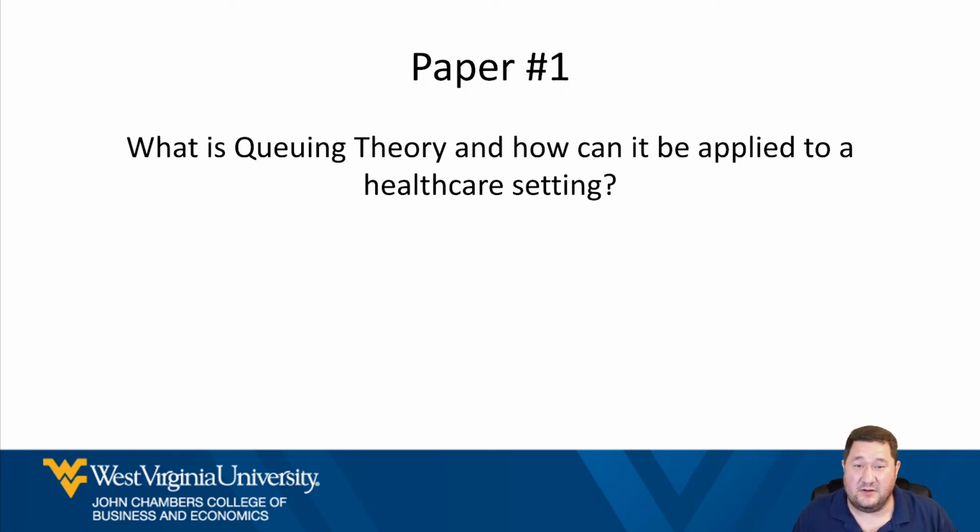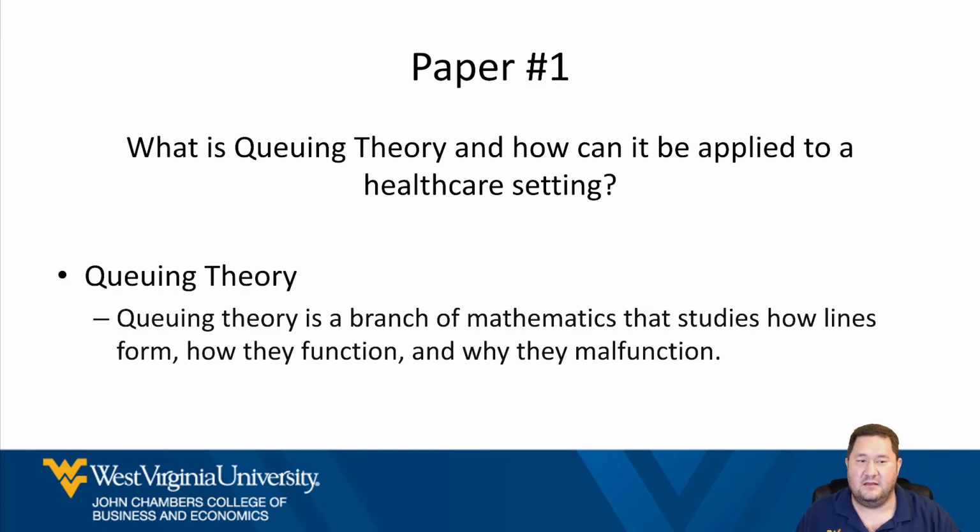All right, so the first paper. The first paper is relatively easy, in my opinion. So I want you guys to research what is queuing theory and how can it be applied to a healthcare setting. So queuing theory is a branch of mathematics. It was actually a Danish mathematician that came up with it in the early 1900s. There's a lot of math behind how lines form.